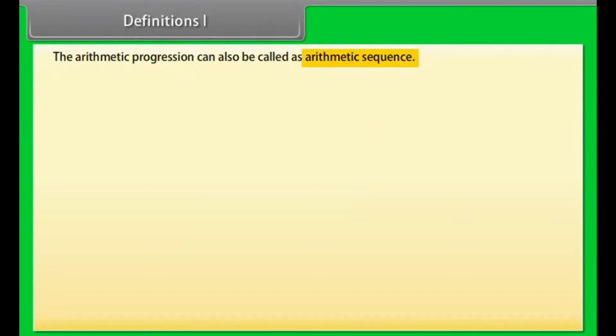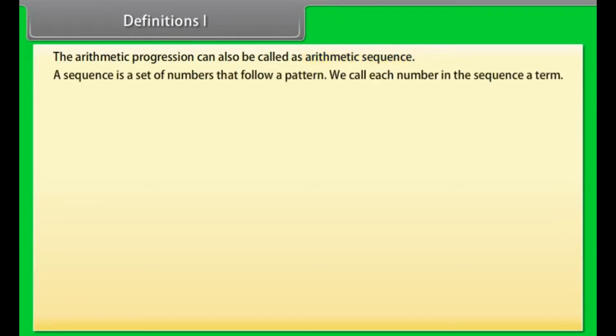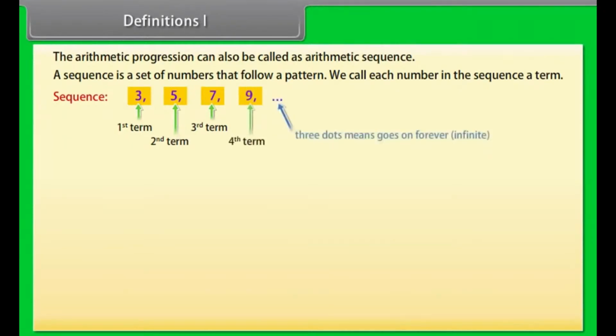Before talking about arithmetic sequence, let us know what a sequence is. A sequence is a set of numbers that follow a pattern. We call each number in the sequence a term. Look at this example of sequence. This is the first term. This is the second. This is the third, and so on.